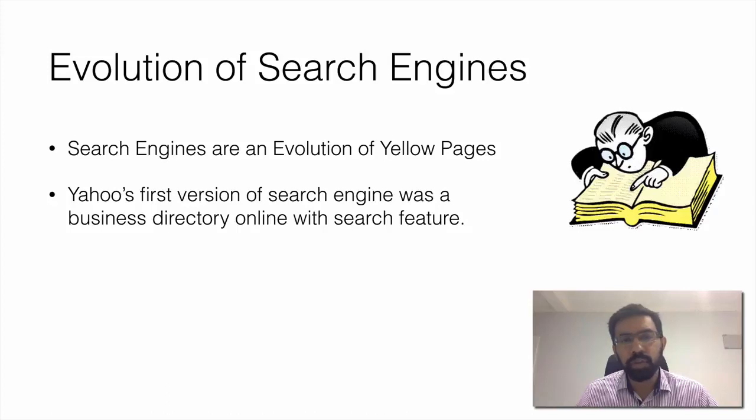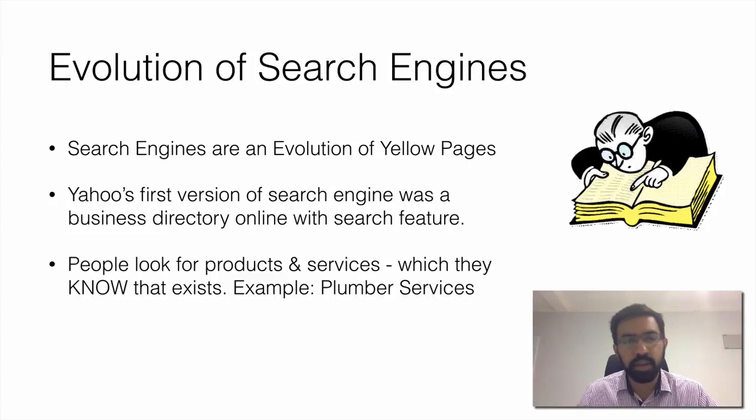So Yahoo's first version of search engine was a business directory online with a search feature. So even before Google, Yahoo was the dominant search engine, and initially when they created the search engine, they did not go about indexing every page on the web. What they did was actually have a huge business directory, and you could actually search within their business directory. So when people use search engines, people look for products and services which they know that they exist, right?